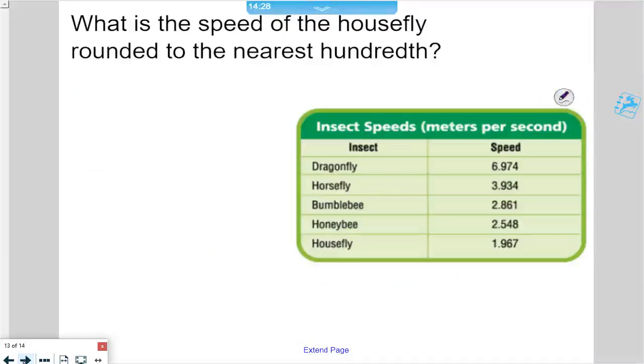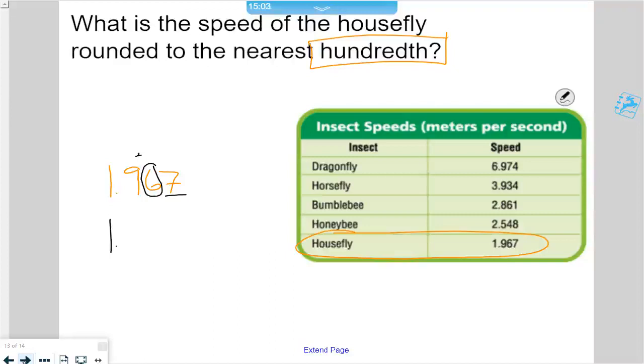Last one we'll do super fast. What is the speed of the housefly rounded to the nearest hundredth? Well, housefly is 1 and 967 thousandths. We're looking for the nearest hundredth. Then I underline. 0 to 4, circle stays the same. 5 through 9, add 1 is the game. Well, I get 1 and 970 thousandths.